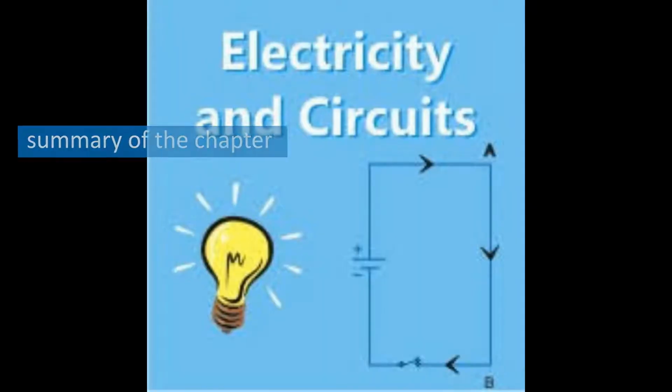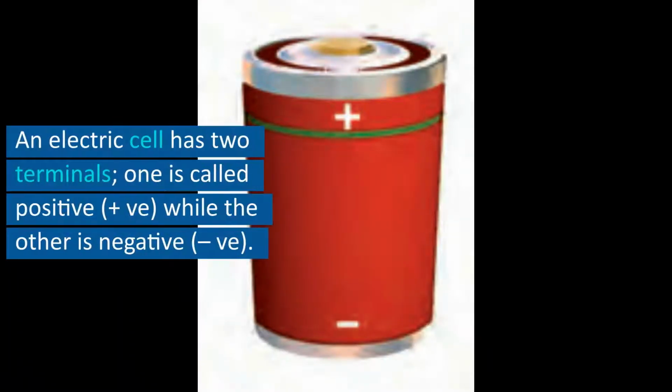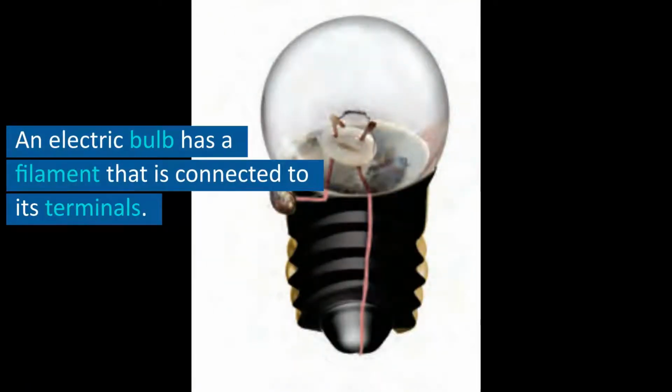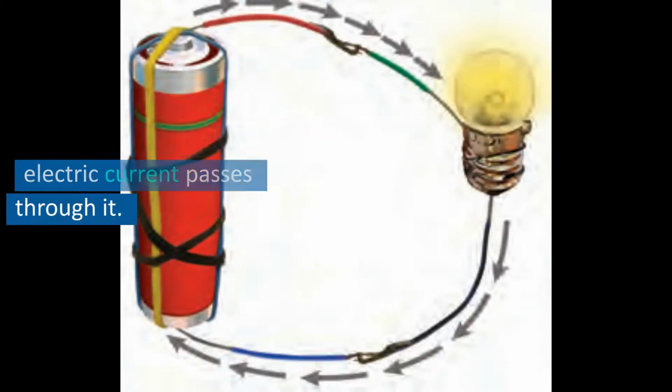Summary of the chapter. Electric cell is a source of electricity. An electric cell has two terminals. One is called positive, plus, while the other is negative, minus. An electric bulb has a filament that is connected to its terminals. An electric bulb glows when electric current passes through it.